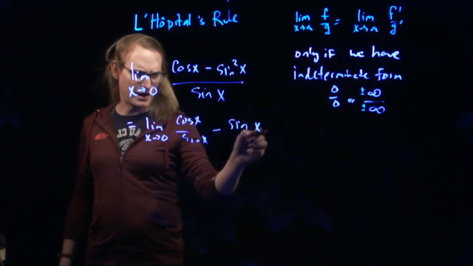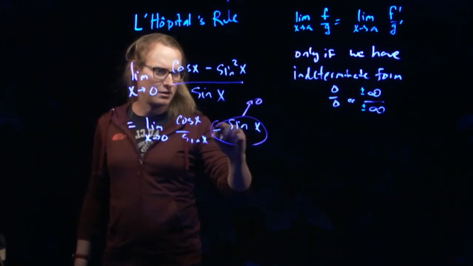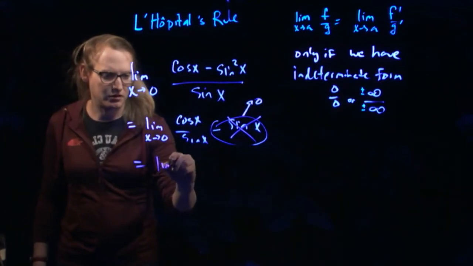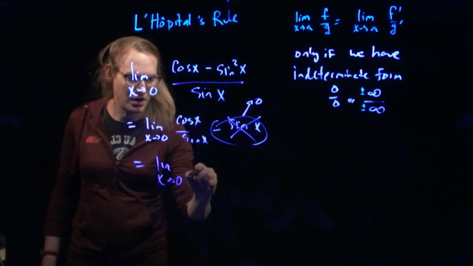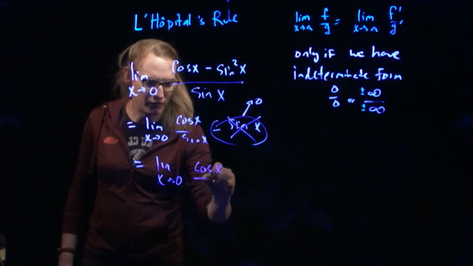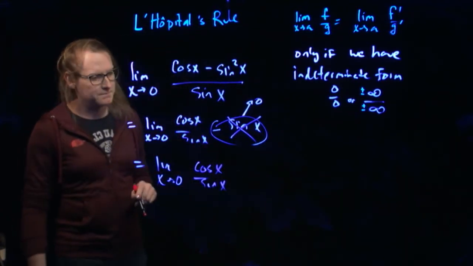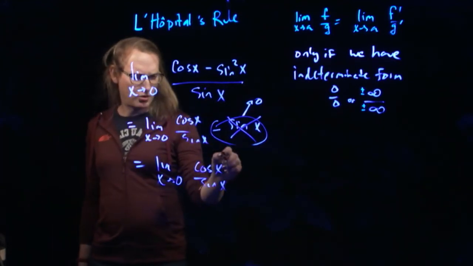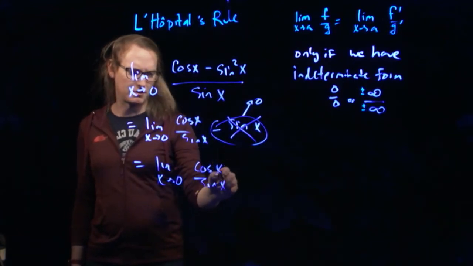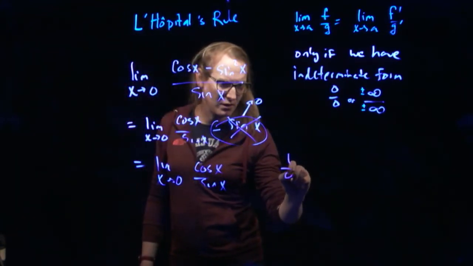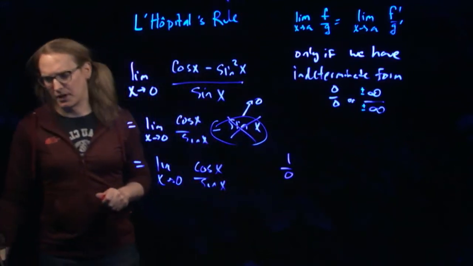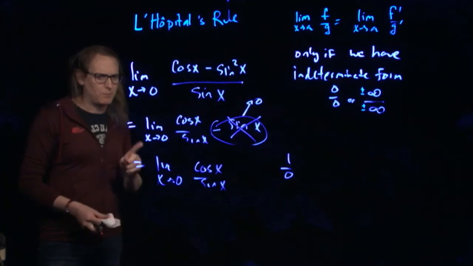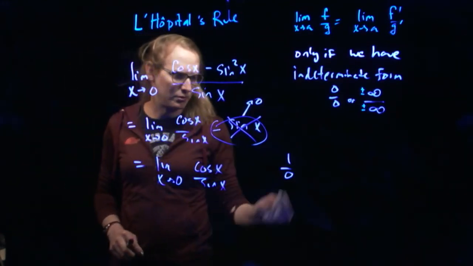So this term right here is going to go to 0. So we're going to ignore it. And this is just equal to the limit as x approaches 0 of cosine x over sine x. So it looks like 1 over 0. And it's tempting to want to be like, well, it's infinity, because that's what 1 over 0 is. But it's not quite that simple, right?